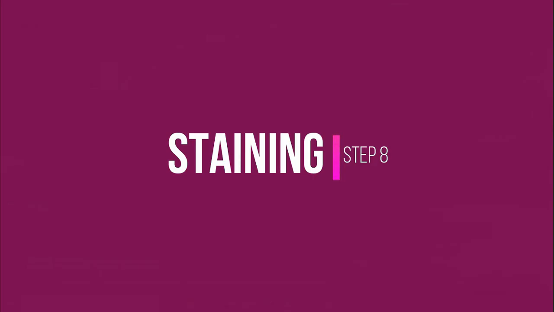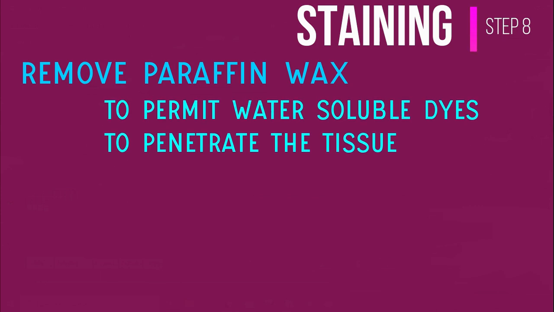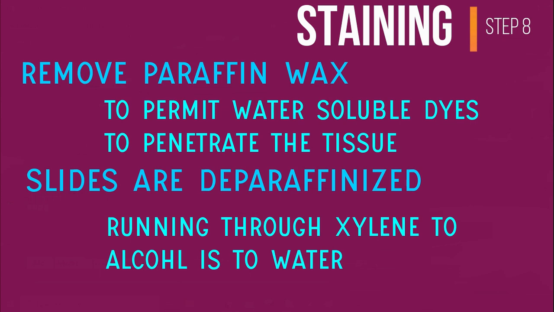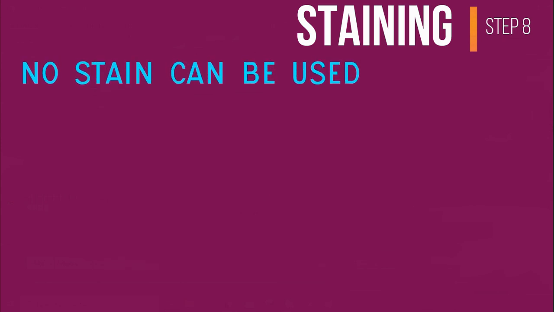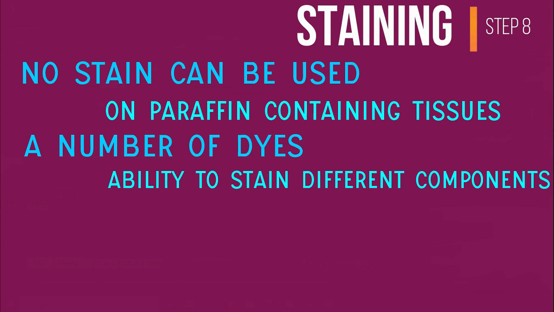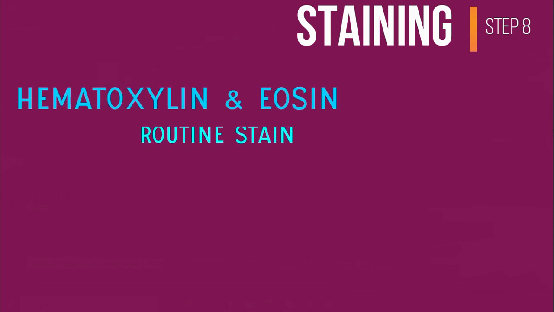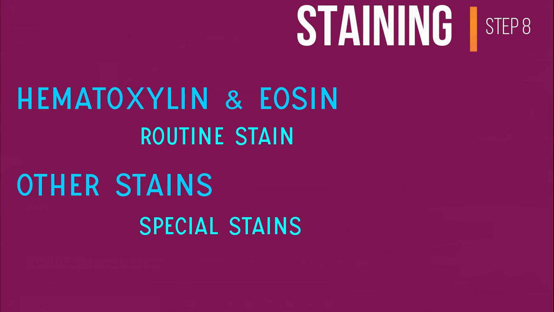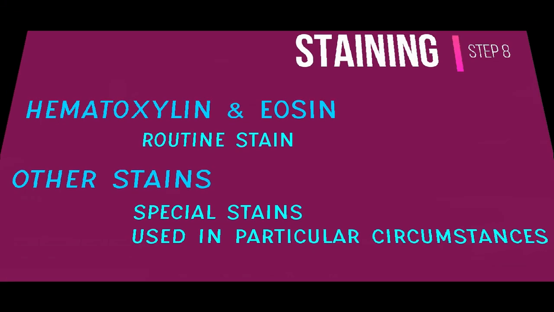In order to get the paraffin wax out of the tissue and permit water-soluble dyes to penetrate the tissue, the slides are deparaffinized by running them through xylenes or substitutes, then alcohols, then water before any staining can be performed. There are no stains that can be used on paraffin-containing tissues. A number of dyes selected for their ability to stain different cellular components of tissue are used in the staining process. Hematoxylin and eosin stain is the routine stain, while the other stains are referred to as special stains because, according to diagnostic needs, they are used in particular circumstances.